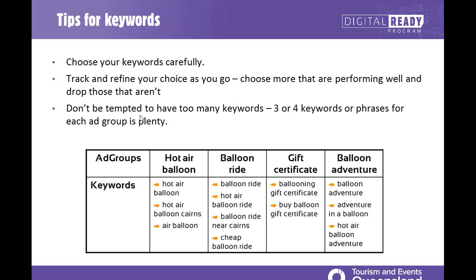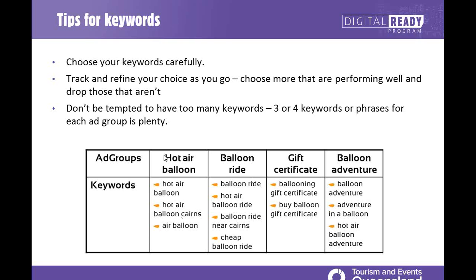Really, really important when you're setting up what's called your campaign and your ad groups, don't be tempted to have too many keywords. Because it's free and because it's easy, I've seen people be tempted to have hundreds and hundreds of keywords, but really you want to keep it as tight and as targeted as possible. You can have plenty of ad groups in each campaign and plenty of different ads, but 3 or 4 keywords or phrases for each ad group is plenty. So what do I mean by an ad group? I've got my list of 15 or 20 keywords and I'm going to divide them into groups of similar words.